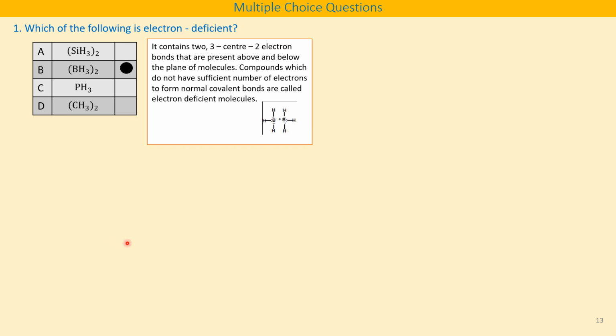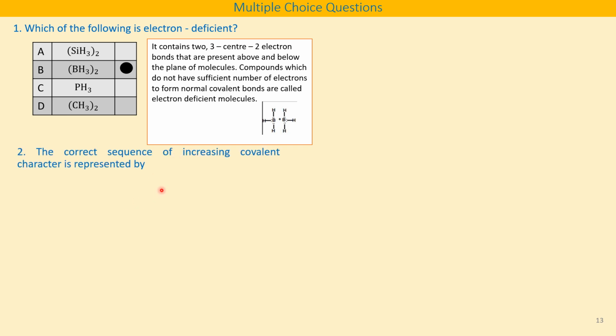The correct option is B because it contains two 3-center-2-electron bonds that are present above and below the plane of the molecule. Compounds which do not have a sufficient number of electrons to form normal covalent bonds are called electron deficient molecules. Please note, compounds which do not have sufficient number of electrons to form normal covalent bonds are called electron deficient molecules. So BH3 whole 2 is an electron deficient compound.